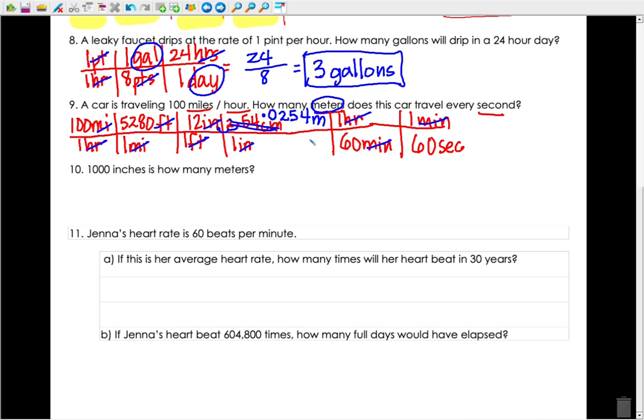Notice, let's see, how many meters does it travel every second? Well, good, I've got meters here and seconds here. I know that the leftover units are where I want to be, so I just need to multiply across the top. Everything across the top is multiplied. Everything across the bottom is multiplied.